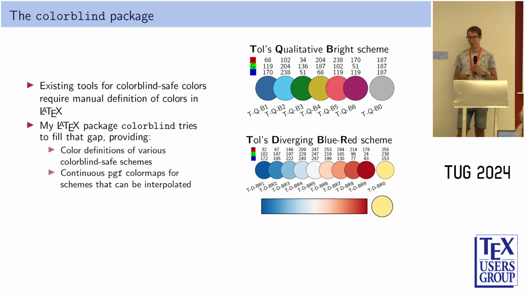So far it only provides color definitions of various schemes, like the qualitative, diverging, and sequential schemes that we went through before. And it also provides continuous versions for the schemes that can be interpolated, because the qualitative schemes you should definitely not interpolate, so the continuous version is just not provided. But for the diverging schemes, for example, a continuous version is provided.